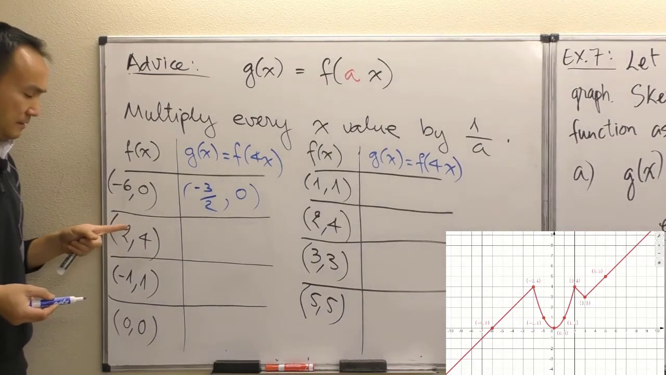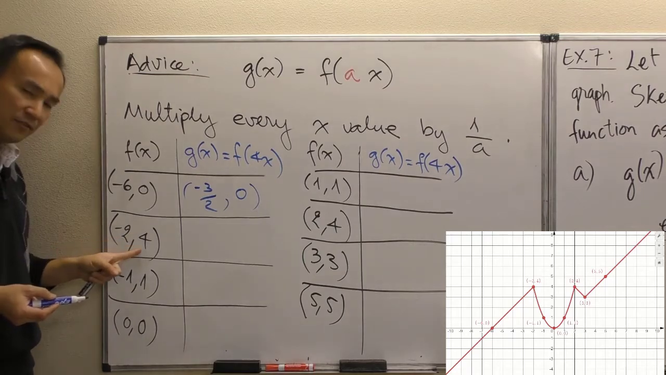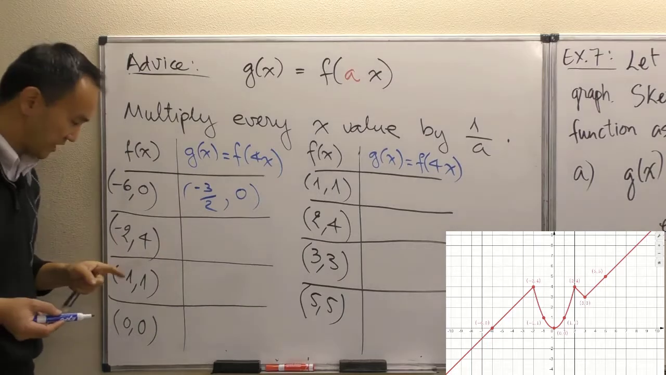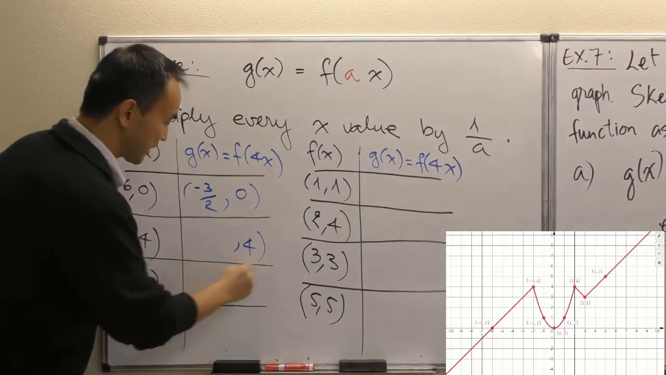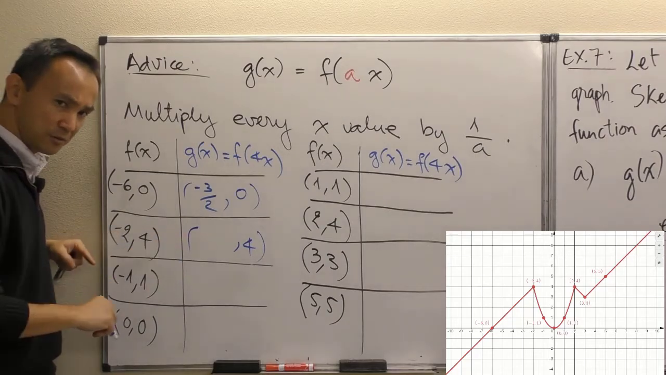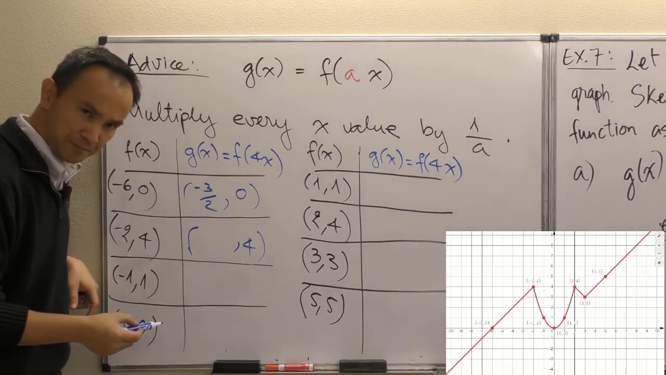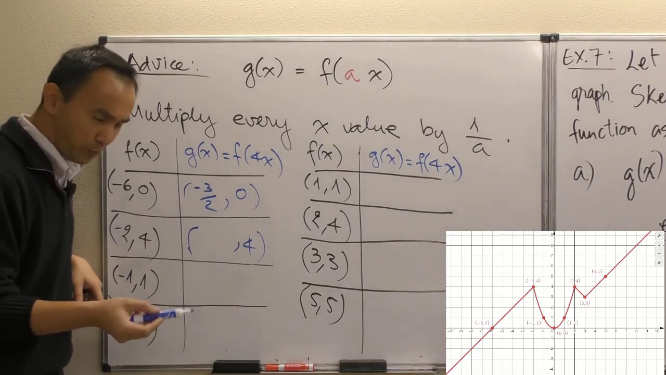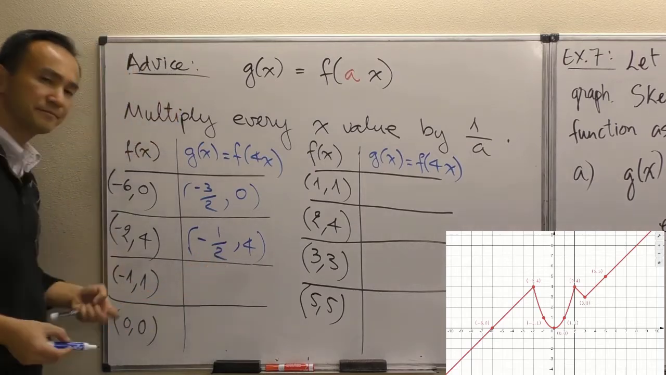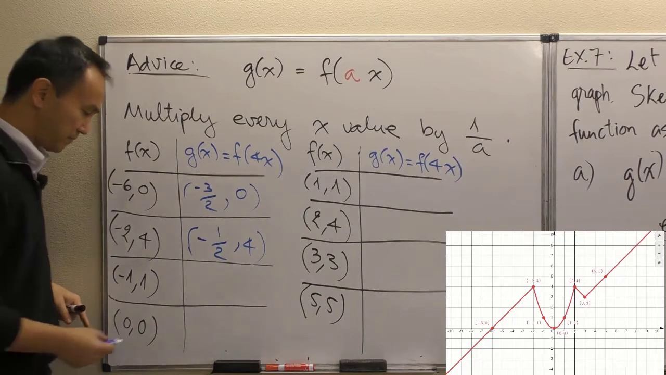Okay. The next point right here, -2, 4. The y value stays the same because this only applies to the x values. So now 4 stays the same. That's the y value. Now, -2 times 1/4 gives me -2/4, or reduce down to -1/2. All right.